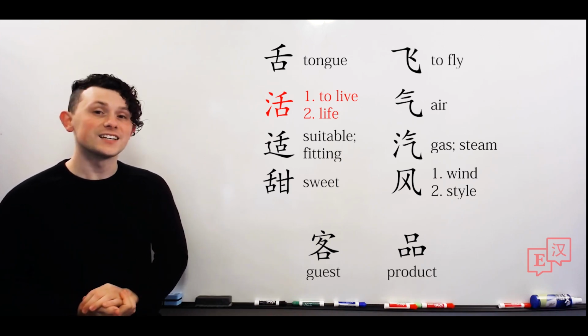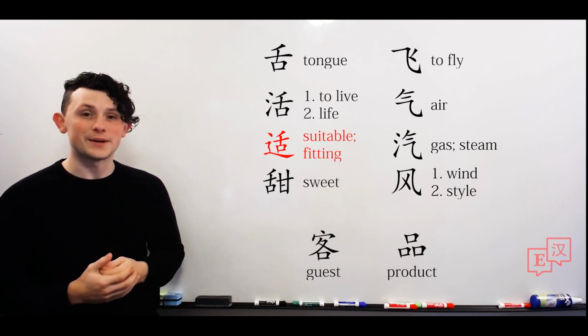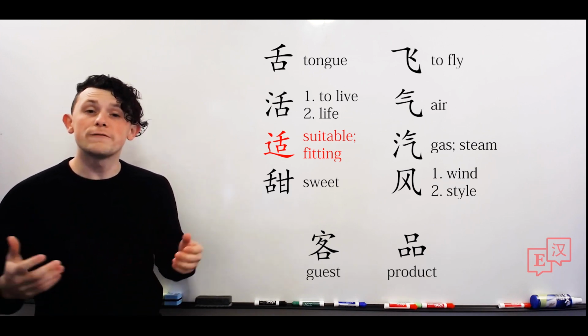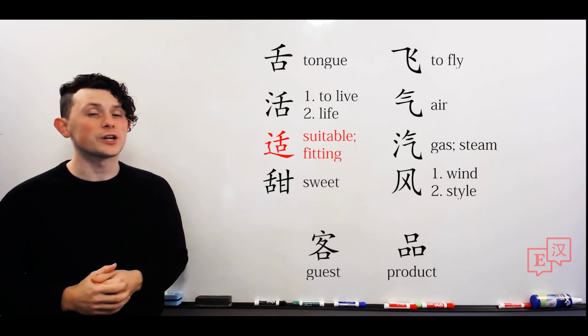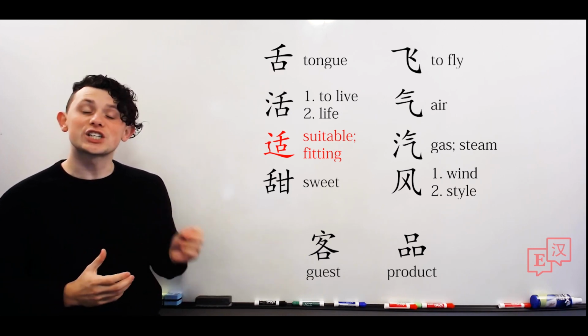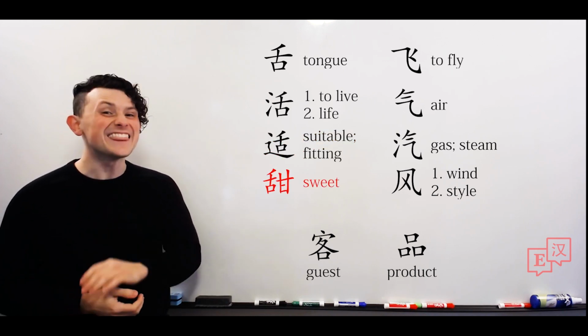Next, 适. 适, pronounced exactly like to be. This character means appropriate, suitable, or fitting. We'll talk more about its usage in our sentences and grammar. 适. And lastly for this set, 甜.